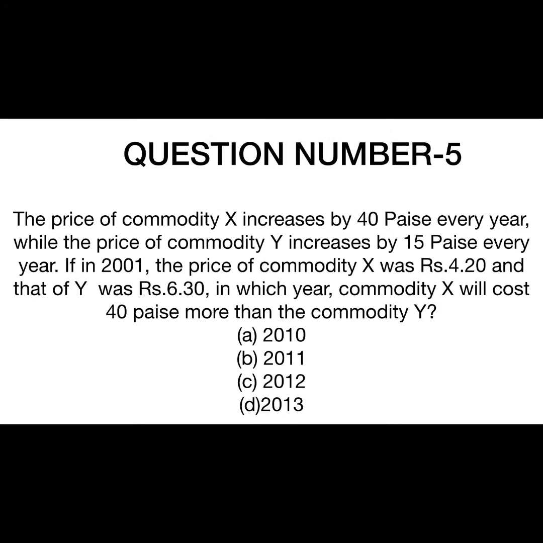Question number 5. The price of commodity X increases by 40 paise every year, while the price of commodity Y increases by 15 paise every year. If in 2001 the price of commodity X was rupees 4.20 and that of Y was rupees 6.30, in which year will commodity X cost 40 paise more than commodity Y? And options are 2010, 2011, 12 and 13.